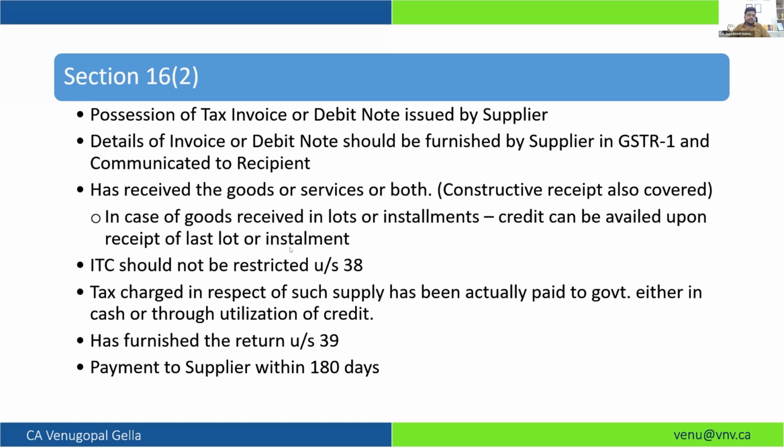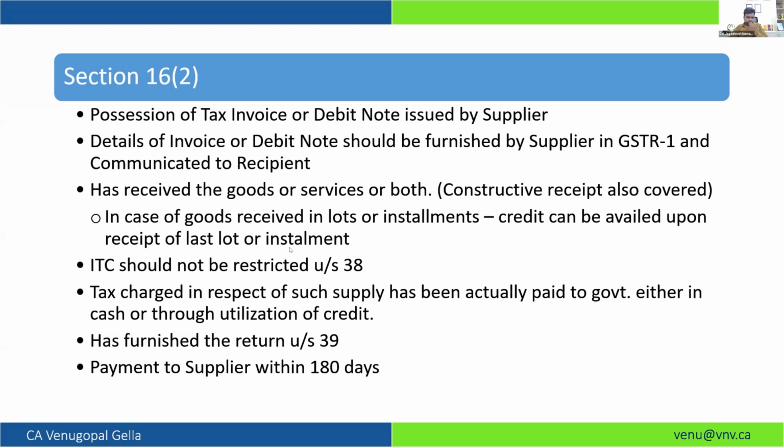The next one. Details of invoice or debit notes should be furnished by the supplier in GSTR-1, and that should be communicated to the recipient as per section 37. That means the input tax credit is related to the return that should be filed by the supplier. If the supplier from whom I have purchased the goods has not filed GSTR-1 and has not communicated to the recipient, that is, those invoices must reflect in the GSTR-2B, in that case only I can avail the ITC.